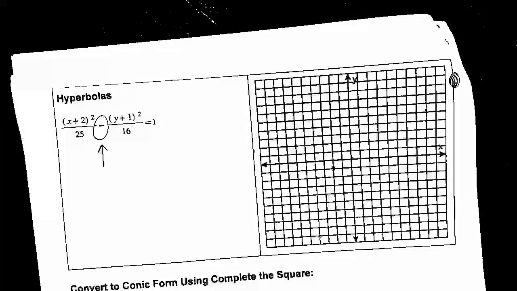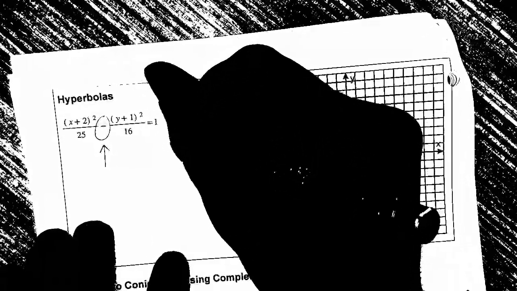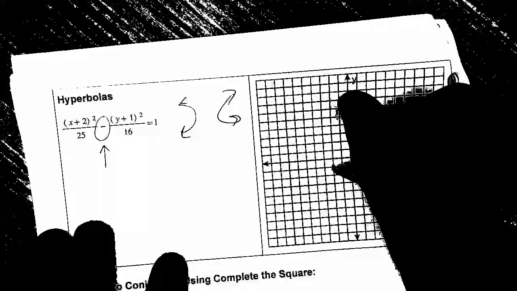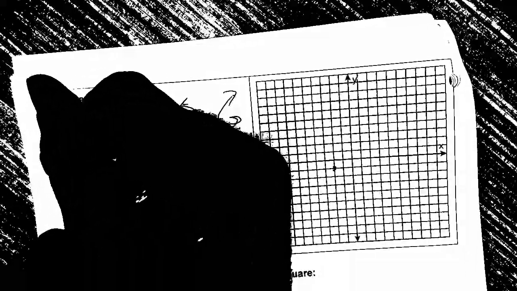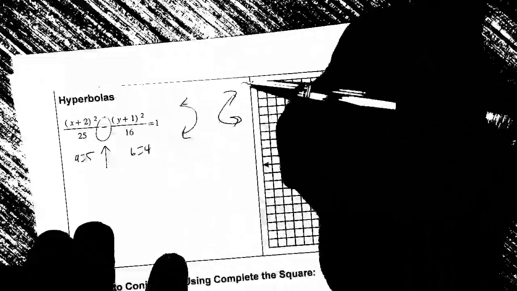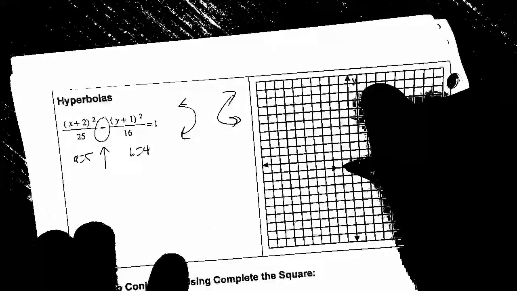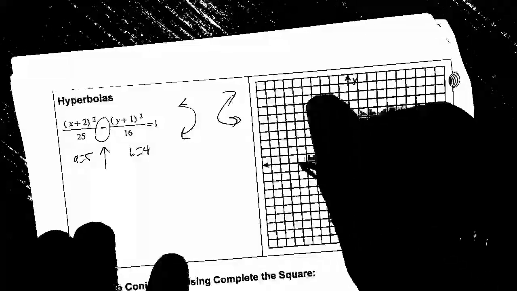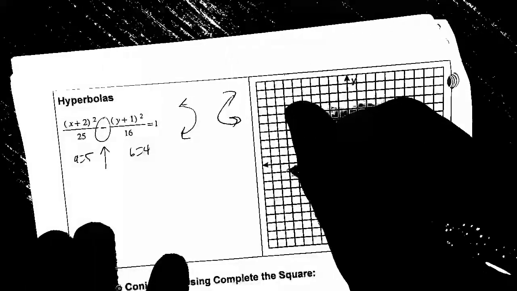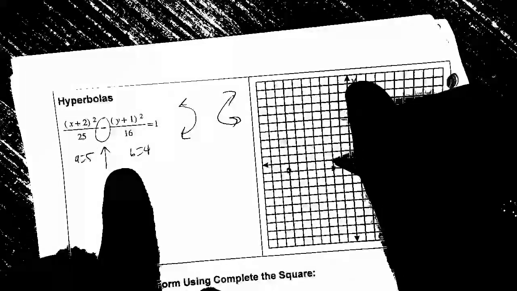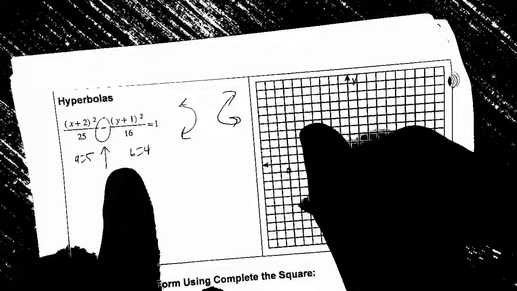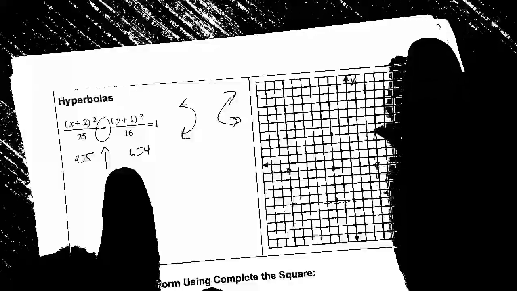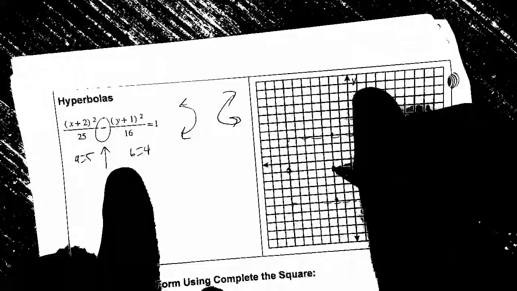Are we doing up, down, left, or right here? Left, right. Okay, good. So center's here, and we have an A of 5 and a B of 4. Let's go ahead and sketch. We're going to go 5 right, 1, 2, 3, 4, 5, right, 5 left, 1, 2, 3, 4, 5. So these are my vertices. Co-vertices up 4, 1, 2, 3, 4, down 4, 1, 2, 3, 4. We can make our rectangle, and then we can draw our asymptotes.